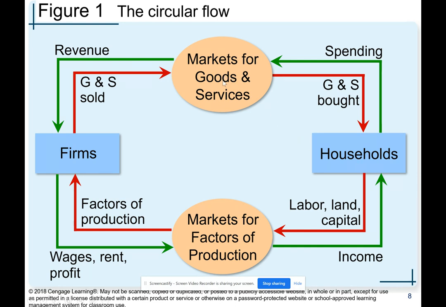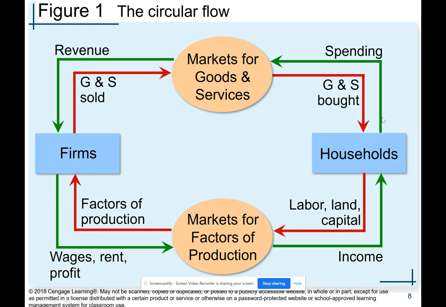In the market for goods and services, firms supply goods and services. Business firms produce goods and services, and then they sell those goods and services in the market for goods and services for onward transmission into the household. So you see the red flow coming from the firm, that is goods sold, and the red flow continues into the household, that is goods bought.